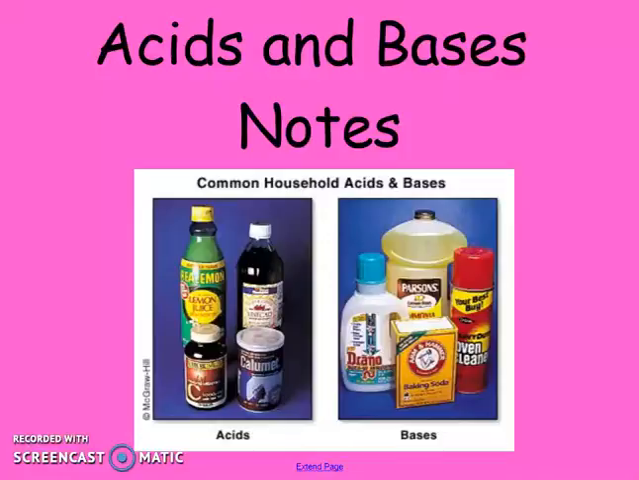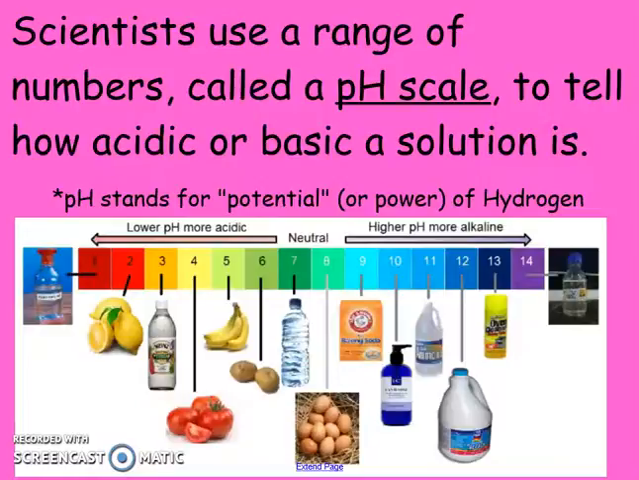Hi class, today we're going to talk about acids and bases and the pH scale. So scientists use a range of numbers from 0 to 14, which is called a pH scale, to tell us how acidic or basic a solution is, or if it's neutral.